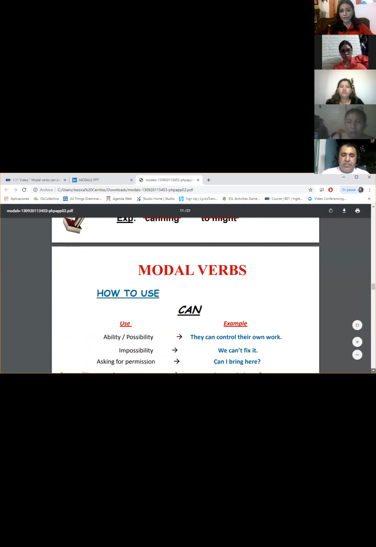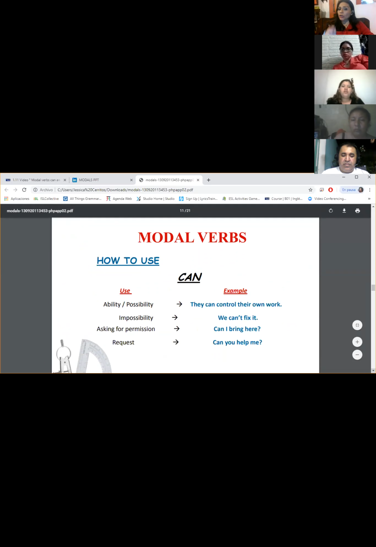Now we have this one right here. It's important how to use can. Number one, Noemi, can you read the use for can? Ability, and then the example. Possibility. Possibility can, and the example. They can control their own work. Very good. All right. Very nice.